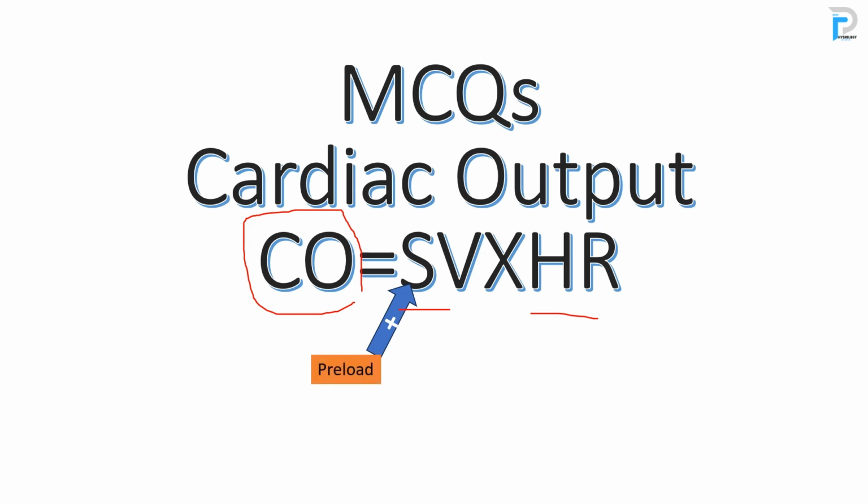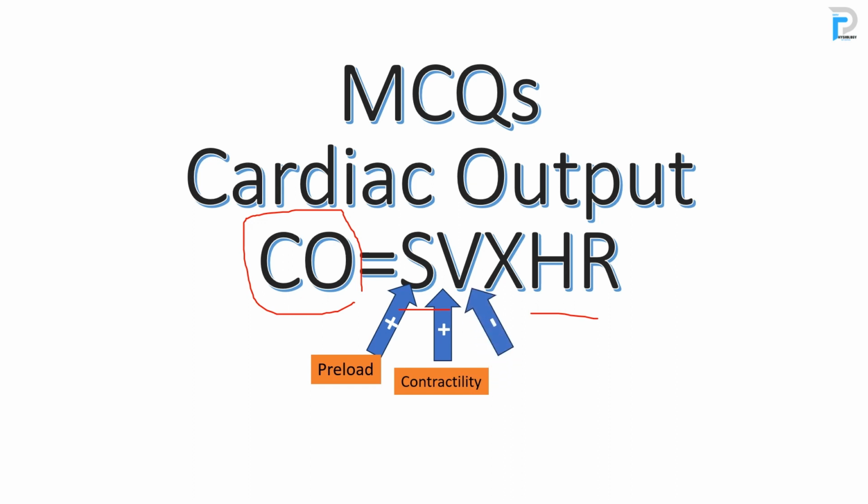Stroke volume depends on preload, like how much blood is returning to the heart, the venous return or end-diastolic volume. So the more the preload, the more the stroke volume, the more the cardiac output. It depends also on the force of contractility of the cardiac muscle. So the higher the contractility, the higher the stroke volume. For example, the more available the calcium within the cardiac muscle, the better the force of contraction will be, and that is going to improve stroke volume.